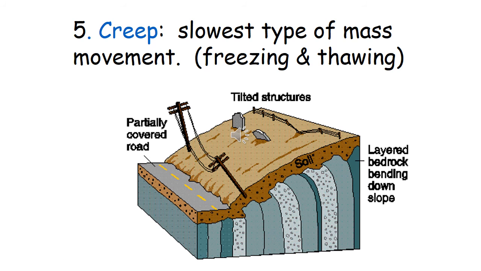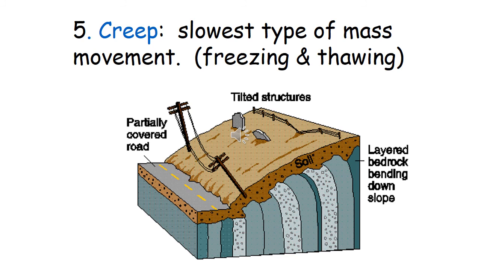Our next and last type of mass movement is a creep. This is the slowest type of mass movement, as you might have assumed from its name. It's usually caused from freezing and thawing, and ice wedging is going to be a big starter of this. And so we're going to slowly have soil coming down a hillside.